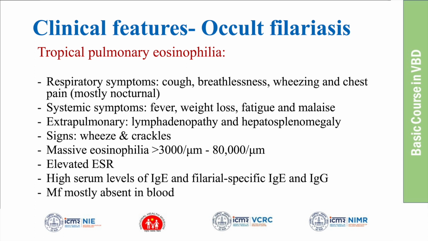Extrapulmonary symptoms are lymphadenopathy and hepatosplenomegaly. Signs we can look for are wheeze and crackles. On blood examination, there will be massive eosinophilia of more than 3,000 per microliter. It can go up to 80,000. The erythrocyte sedimentation rate will often be elevated. High serum levels of IgE, filaria-specific IgE and IgG will usually be seen in this condition. If you look at the blood, microfilaria is usually absent.